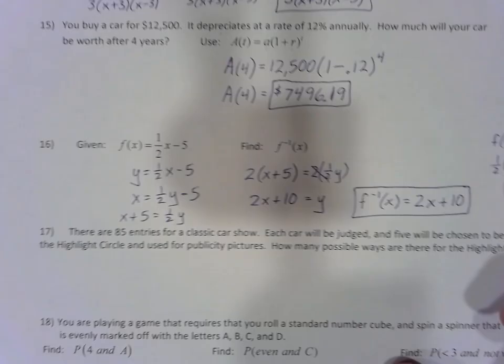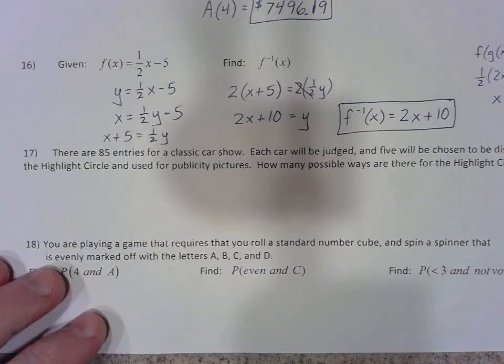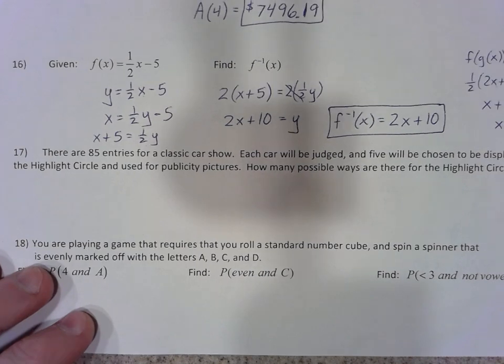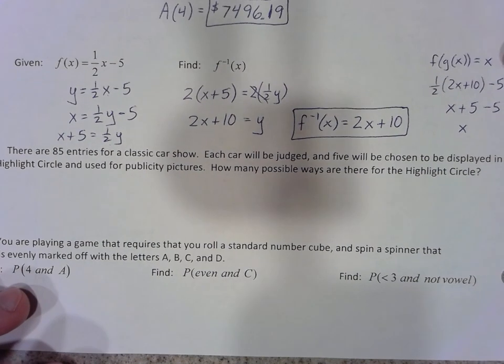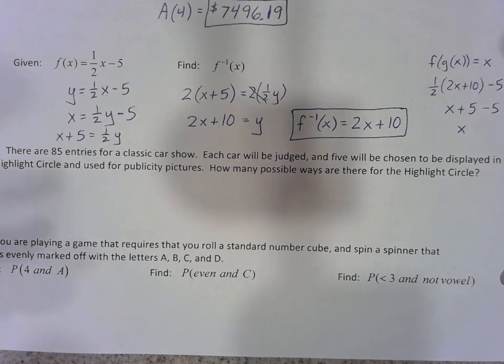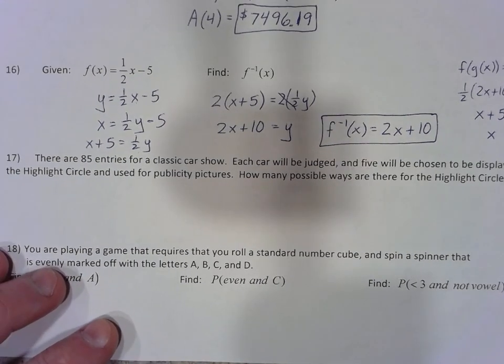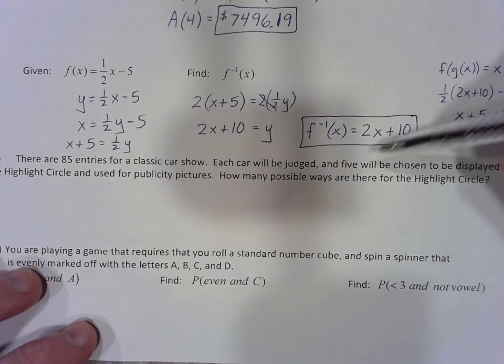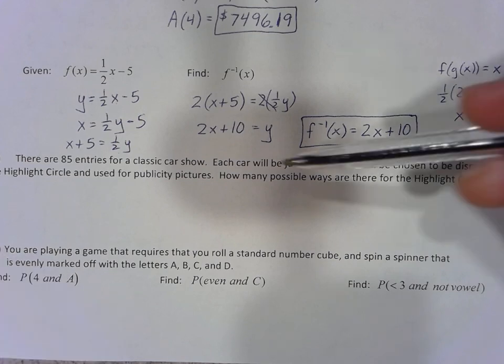Alright, back to the task at hand. Number 17. There are 85 entries for a classic car show. Each car will be judged and 5 will be chosen to be displayed in the highlight circle and used for publicity pictures. How many possible ways are there for the highlight circle to be chosen? So there's 85 to choose from, and we need 5 to be chosen. 5 are going to be chosen for the highlight circle.